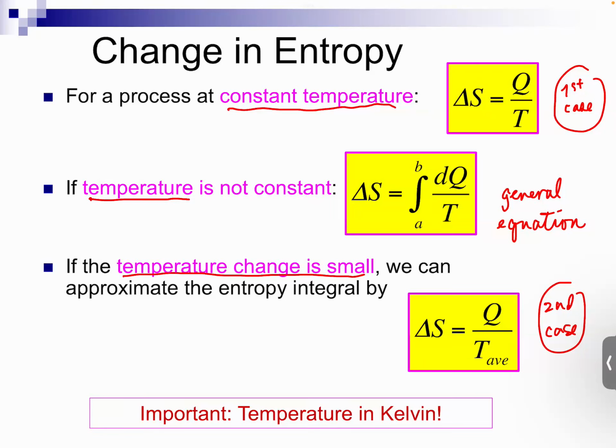Okay, it's really important that temperatures are in Kelvin. So make sure to convert Celsius to Kelvin when you're calculating for the change in entropy. It's related to temperature, but temperatures have to be in Kelvin.